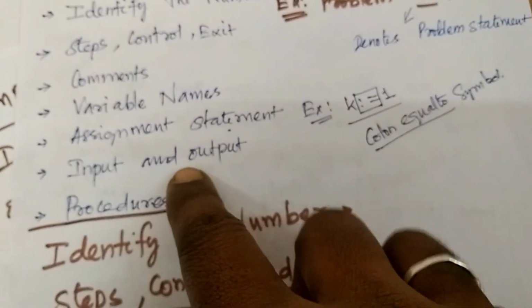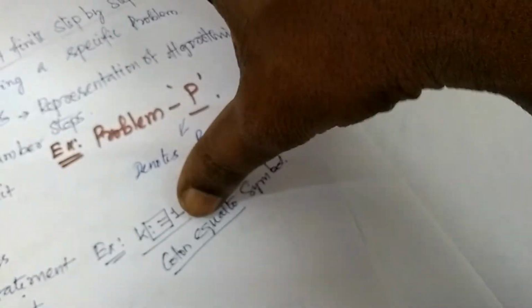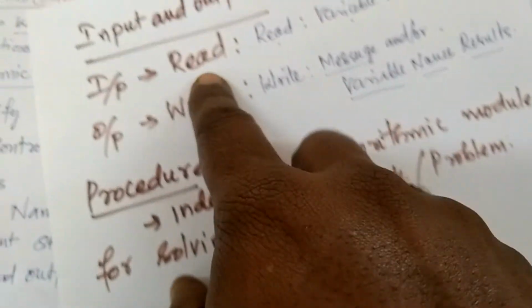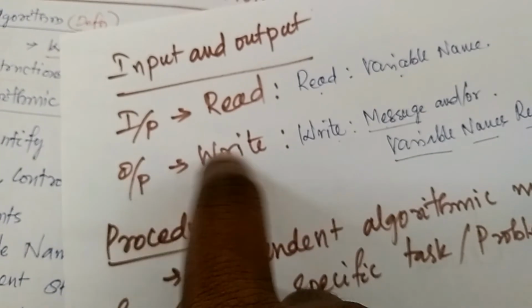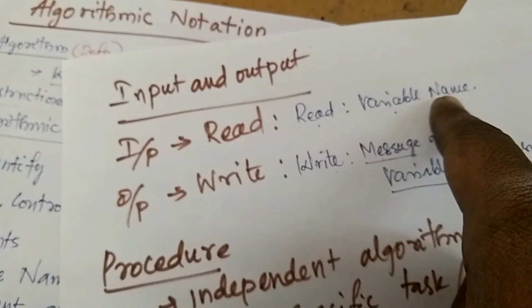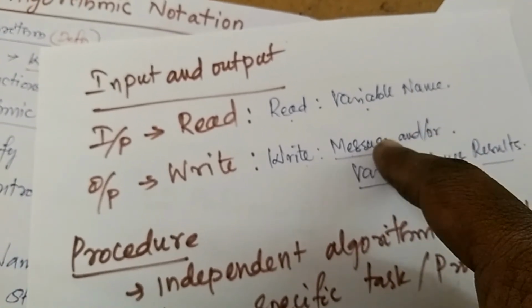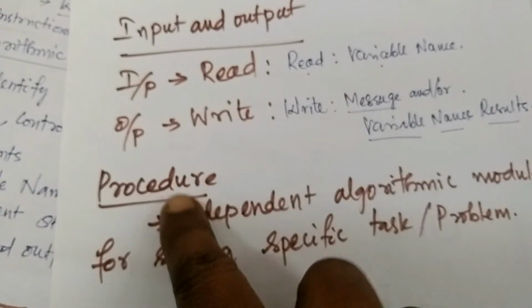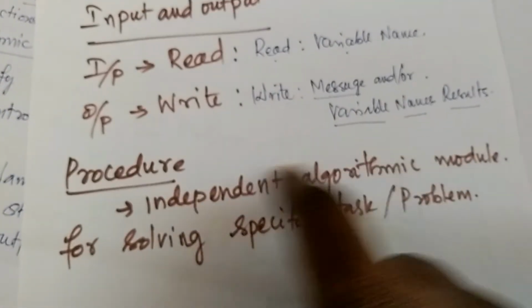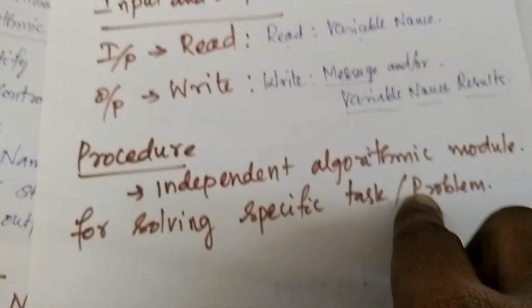Then input and output, which use the read and write methods. Read the variable name is the syntax, then write message and/or results using the variable name. Then procedure, an independent algorithmic module for solving a specific task or particular problem. So that's all about the algorithmic notations.